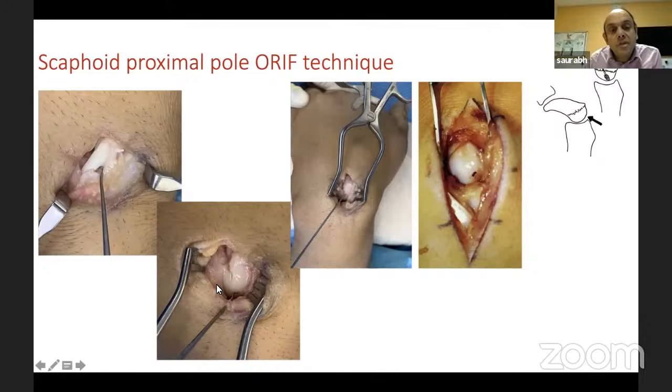You just need to incise the capsule in a horizontal fashion, a Mayo flap, and you start seeing the proximal pole. That's the scapholunate ligament. The lunate will be there somewhere, that's the scaphoid. And then as I palmar flex the hand, the proximal pole starts looking at you. And this is the sort of entry point, very next to the scapholunate ligament. And again, in the picture, as I've shown, you palmar flex so that the entry point comes to you.